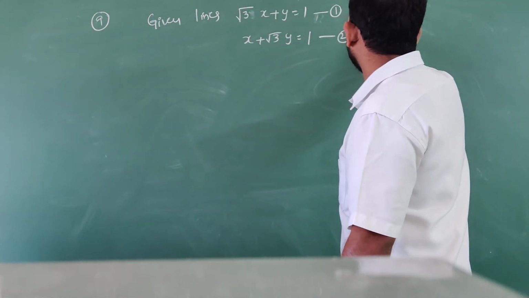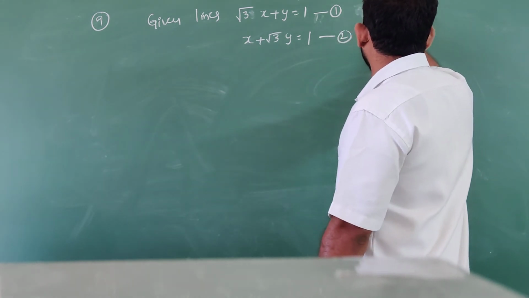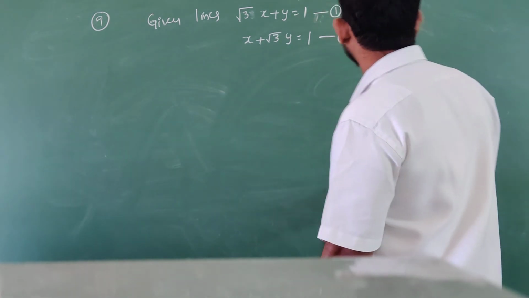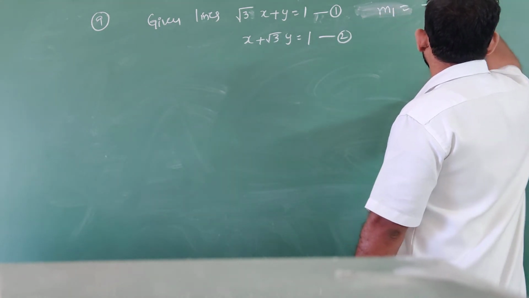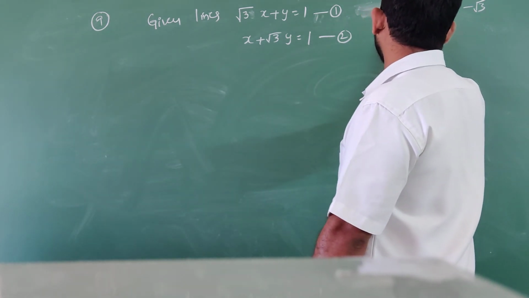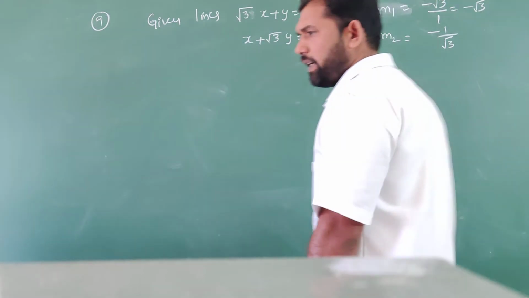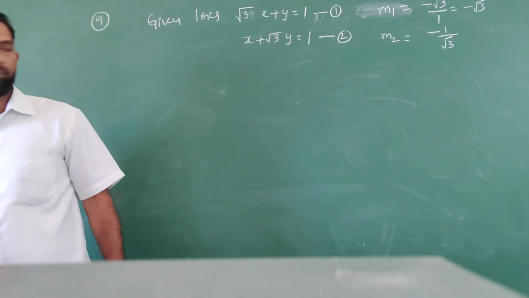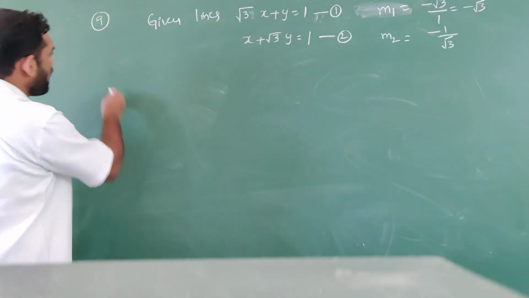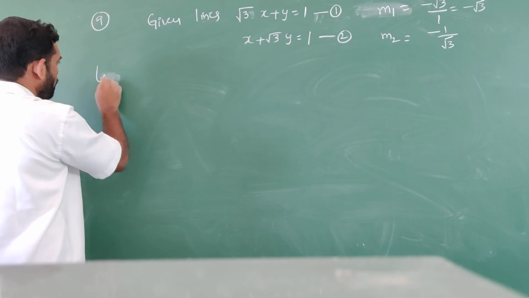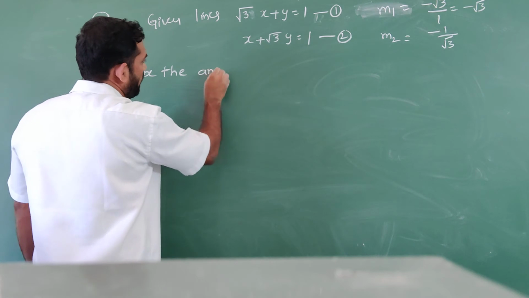Slope of L1, this slope I will consider m1. M1 is what? Minus x coefficient by y coefficient. So this is minus root 3. This slope I will consider m2. So what is the slope? Minus x coefficient by root 3. So one is 1 by root 3, another one is minus root 3. Next, let theta be the angle between the two lines.